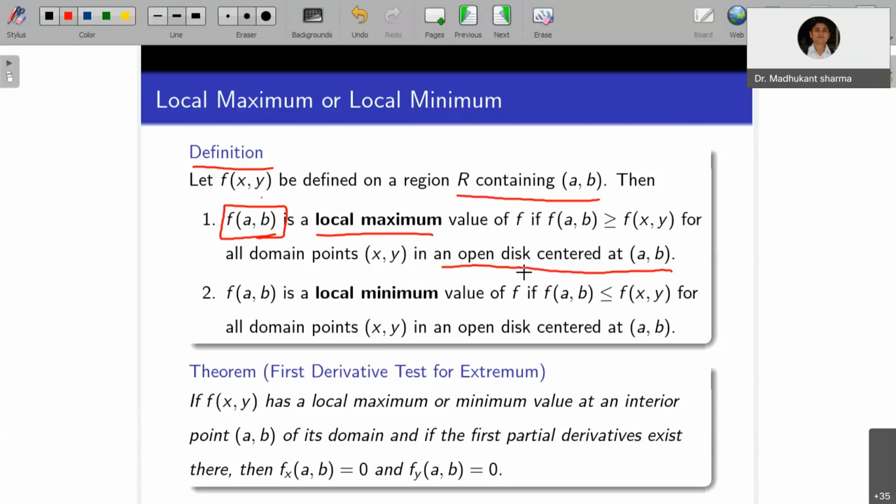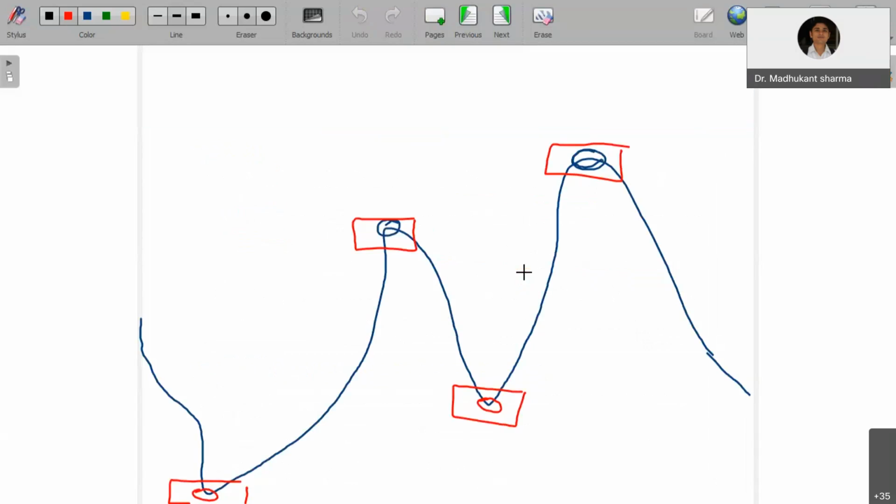So it looks like this. If you look at the space, the disk now means it's not just a circle. What you mean by disk is a circle including all the points inside.